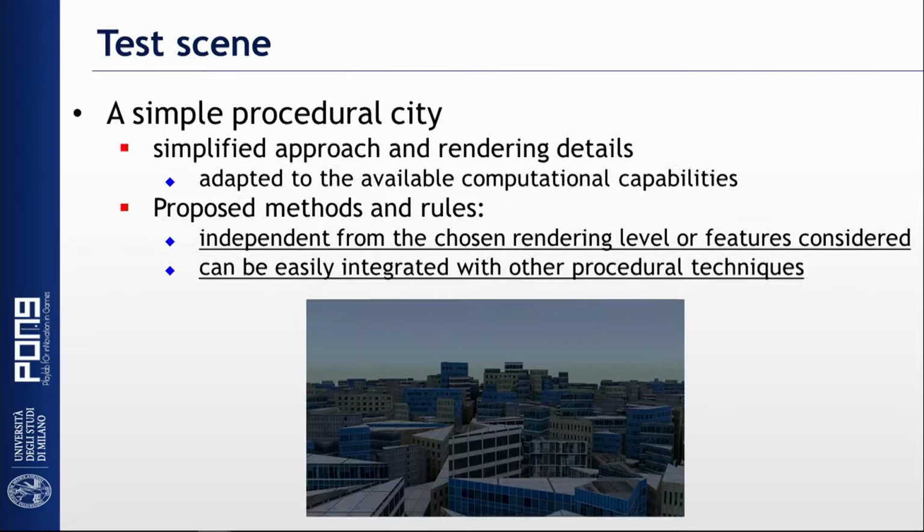Test scene. We have decided to build a very simple city, not as complex as in the previous work, because we didn't have enough computational power. We are talking about hundreds of thousands of triangles in the scene. Now it's quite dark, but we have decided on a very simple rendering level because the techniques that we are proposing are independent of how much you push in the rendering. You can do it in toon shading, photorealistic rendering. We are discussing the creation of the geometry.